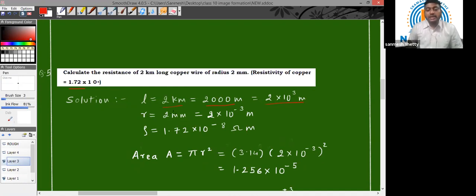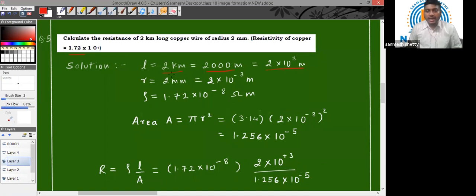All right. Now the radius of the cross section is given. So we need to find the area first. Area is nothing but pi r square because we have a circular cross section. Pi value is 3.14. And since radius is 2 millimeter, we have to convert it into the SI unit, which is meter. So 2 into 10 raised to minus 3 meter. So 3.14 into (2 into 10 raised to minus 3) square, because pi r square. So the area of the cross section of the wire comes out to be 1.256 into 10 raised to minus 5 meter square.